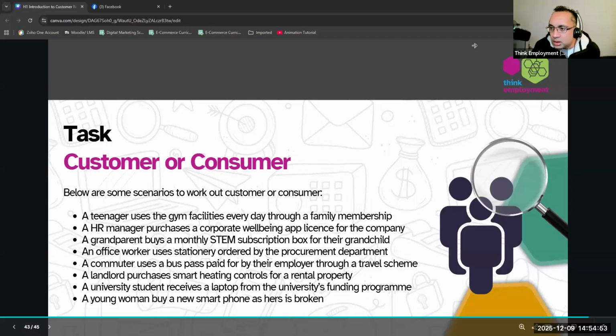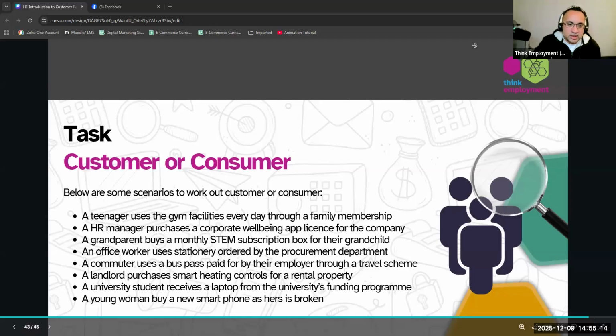Similarly, I use a workout app. That's different. Okay. I'm just going to read that. Okay, so we've got a few responses already. Let's see. We've got teenage consumer. Teenager is a consumer. Yep, he's a consumer or she because they're using somebody else's membership.